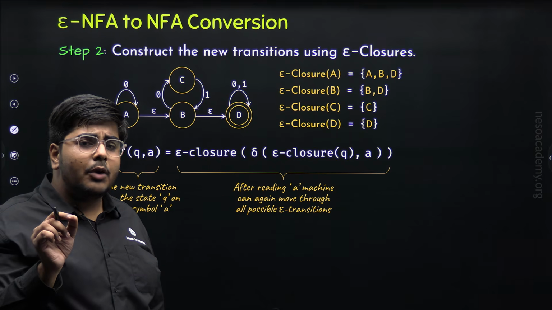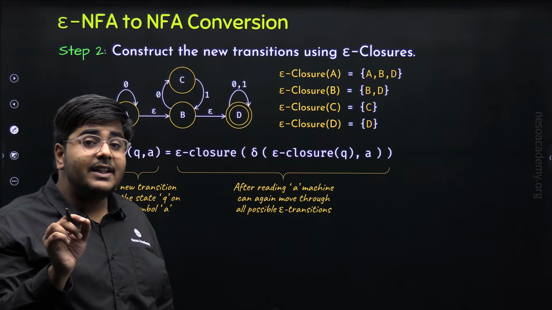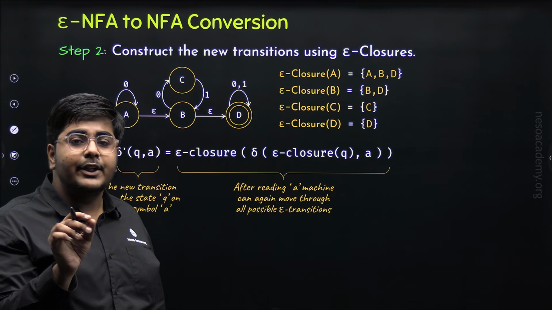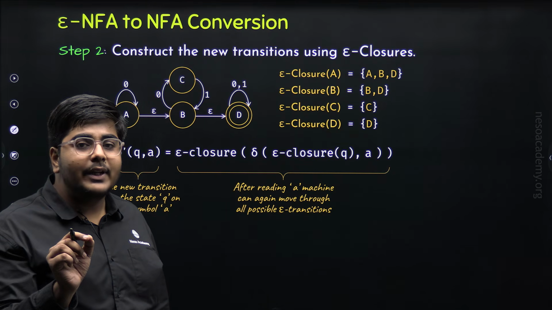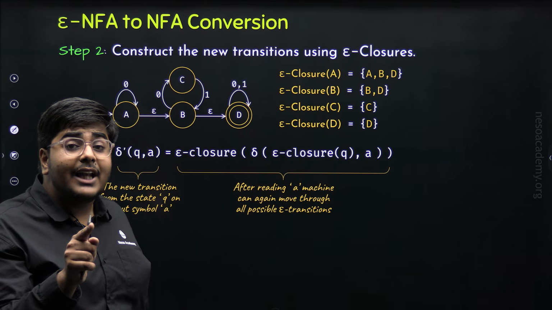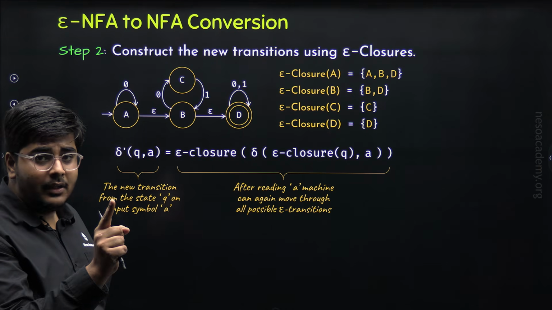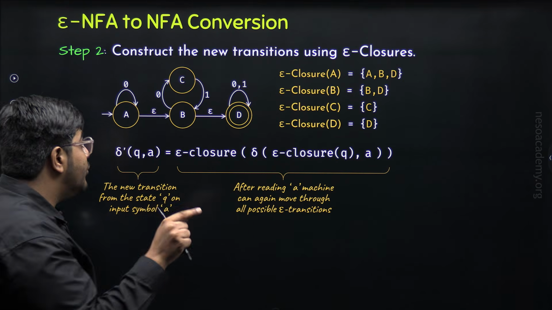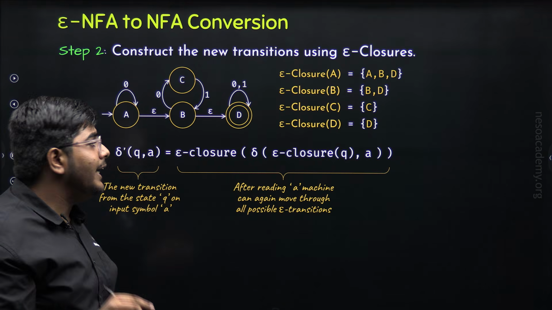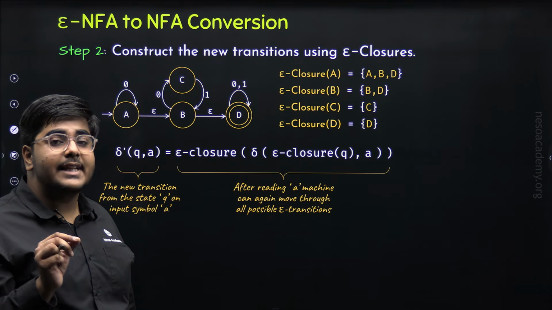Now, this formula can be a little bit complex for you to understand. But when we calculate the new transitions using this formula, you will find it easy to apply. Let's calculate the new transitions for all the states. That means we need to calculate the new transition for the state A on input symbols 0 and 1. We need to calculate the new transitions for the state B for input symbols 0 and 1, and similarly for the state C as well as for the state D. Let's start with the state A.